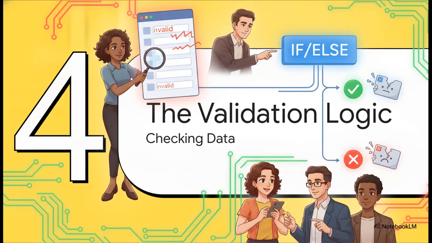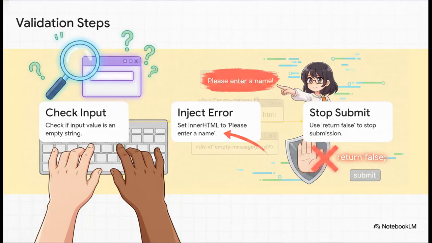Section 4. The validation logic. So, the crucial point is the interrogation. Now that we've interrupted the form submission, we demand to know if the user's data is actually valid, using a simple if-else statement. Let's break down this if block step by step.